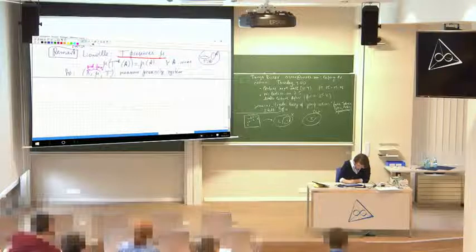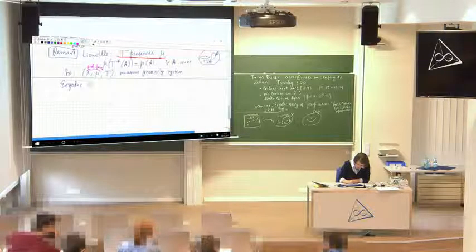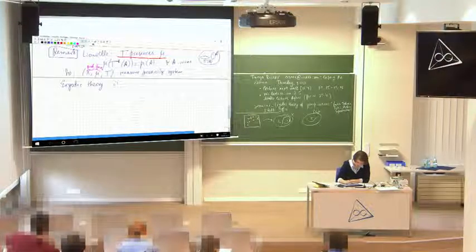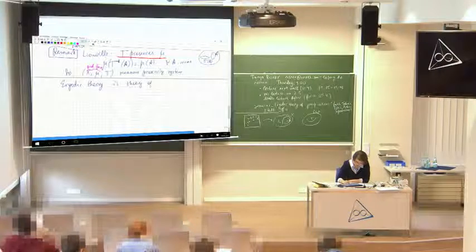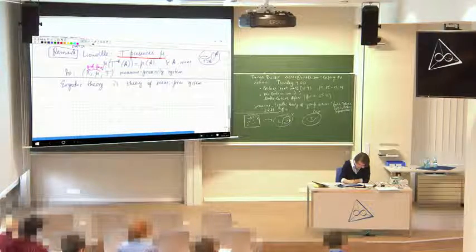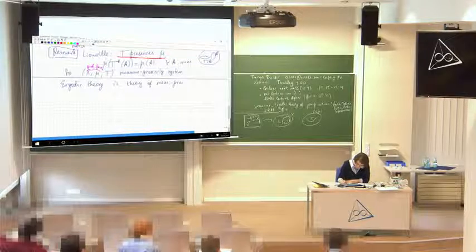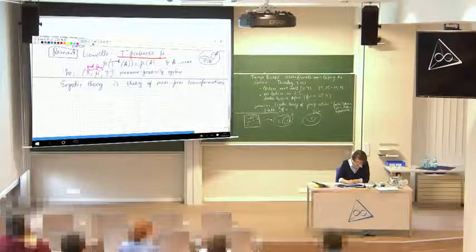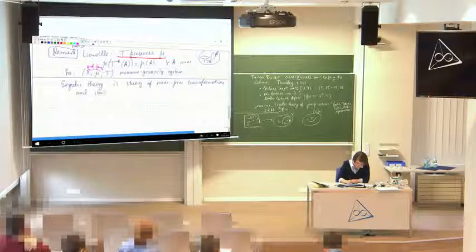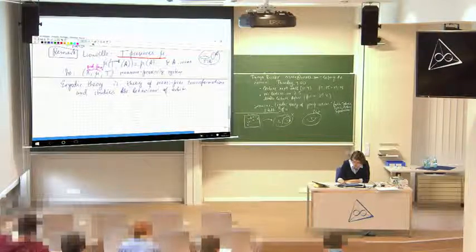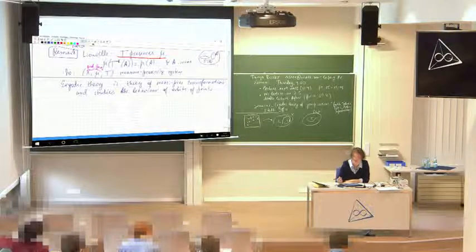So now what is ergodic theory? Ergodic theory is just the theory of measure-preserving systems or transformations. And it studies the behavior of orbits, of points and sets.